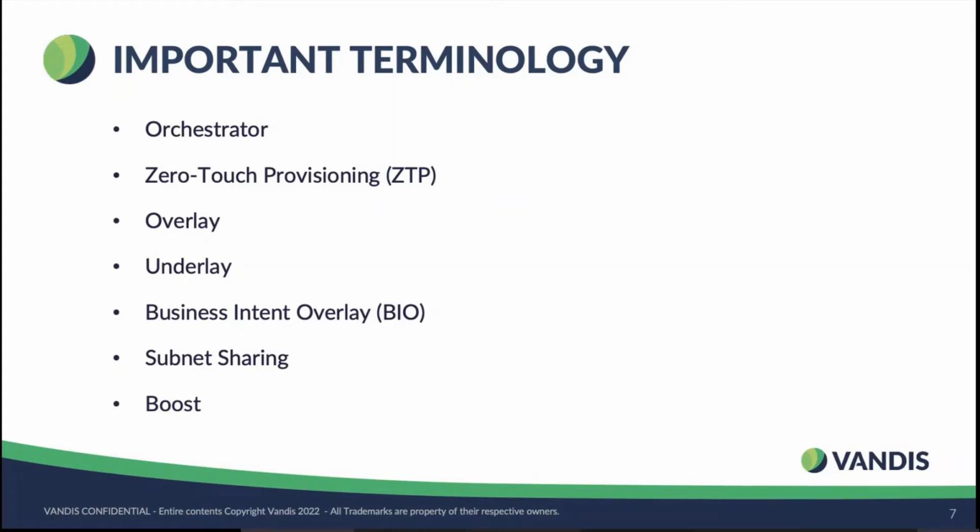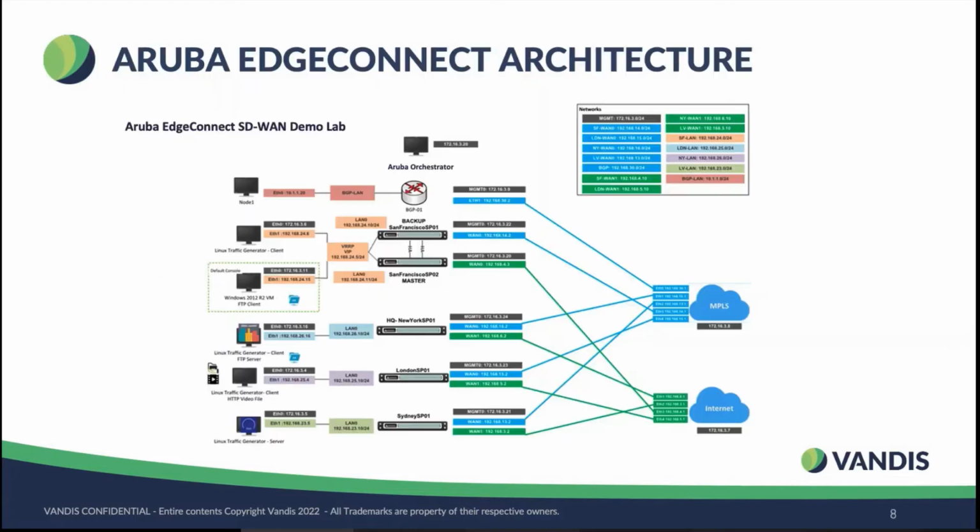Your subnet sharing, which is preparatory to this solution. Think of BGP without having to do route maps, essentially. So you know where to share what subnets for routing purposes and where everything should go. And lastly, the boost. The boost is the ability to speed up some of that traffic that you identify. We're going to cover pretty much the orchestrator, zero-touch provisioning, the overlay, and the underlay. In future webinars, we'll be covering a little more of the rest, because if we covered all of it, we'd be in this webinar for quite some time.